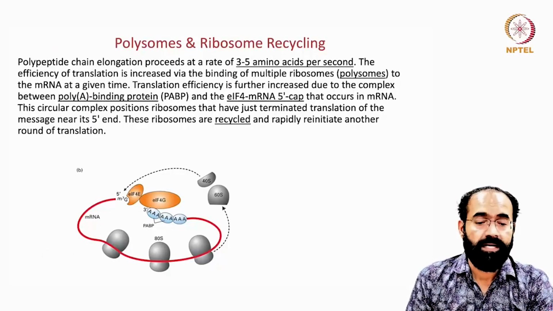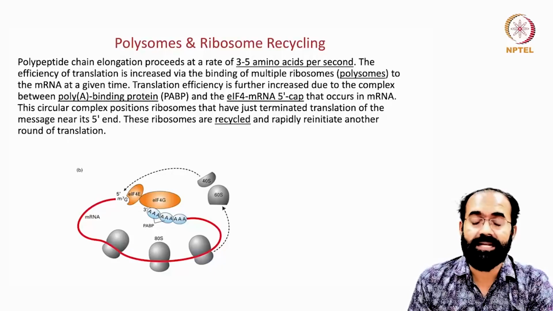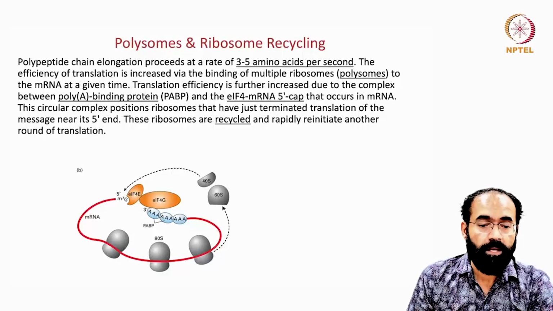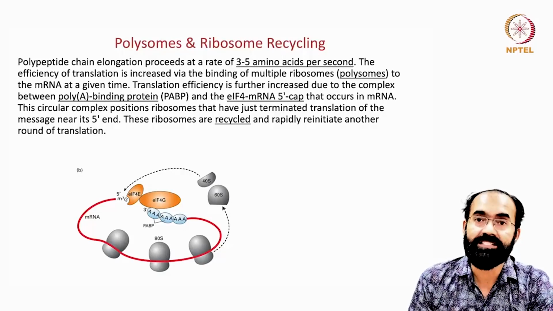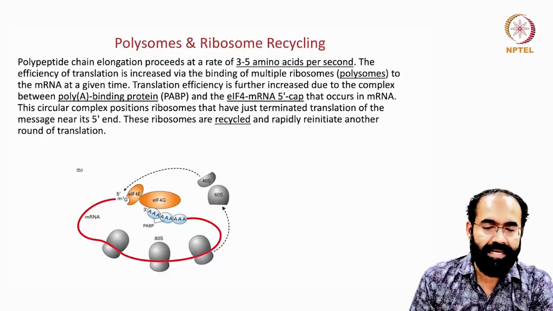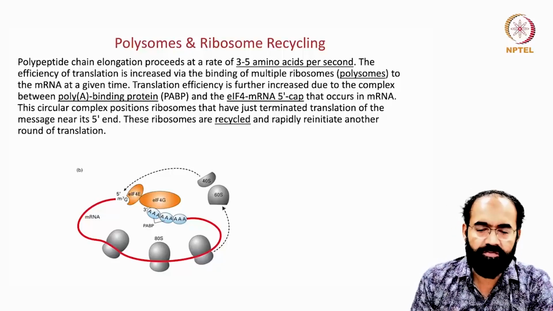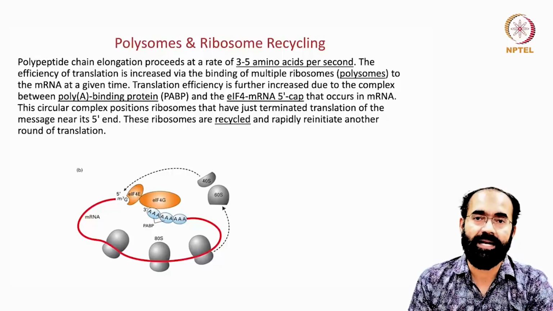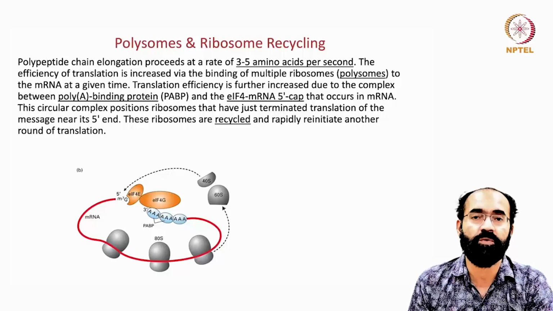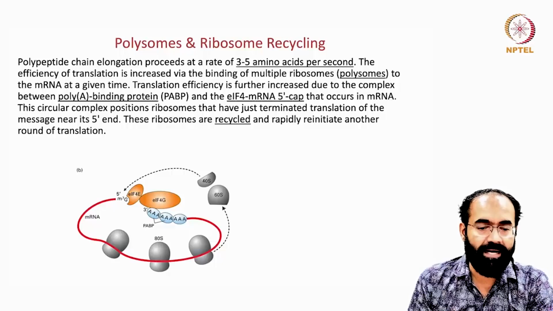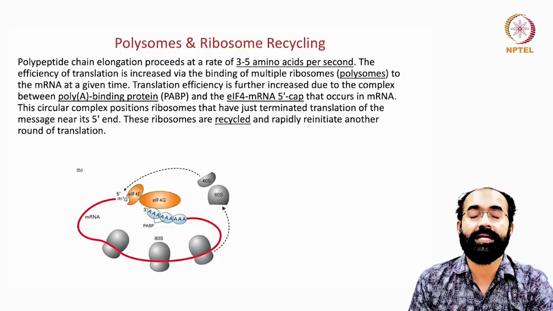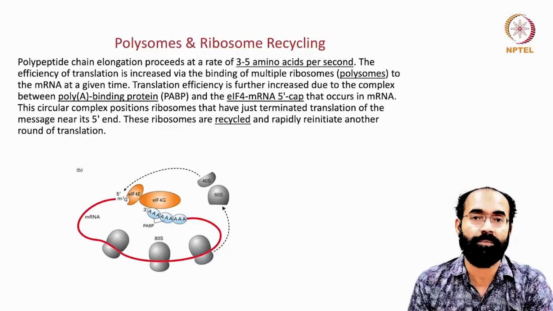So now let us see what happens finally, the polysomes and the ribosome recycling. Polypeptide chain elongation proceeds at a rate of 3 to 5 amino acids per second. The efficiency of translation is increased via the binding of multiple ribosomes per mRNA, and we call it polysomes. Instead of one ribosome, you can have a second, third, fourth, fifth on the same mRNA, and we call it polysomes, present on the mRNA at a given time. So one RNA can continuously produce multiple polypeptides.